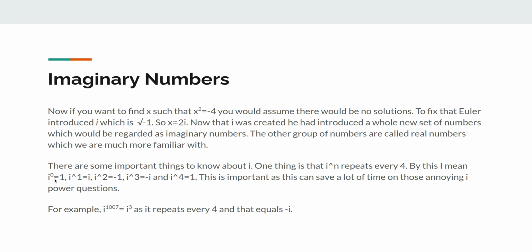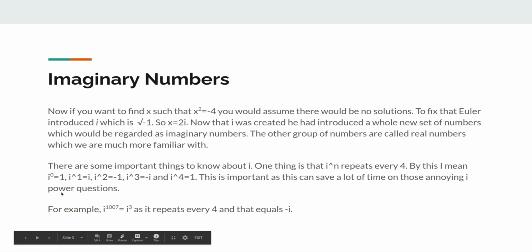So i to the power 0 is always equal to 1 because anything to the power 0 is equal to 1. i to the 1 is just going to be itself, so i. i squared is going to be equal to -1 because i is equal to the square root of -1. i cubed is just going to be -1 times i, so negative i. And then i to the 4th is going to be -i times i, which is -1 times -1, which is 1. So you notice that the value of i to the n repeats every 4.